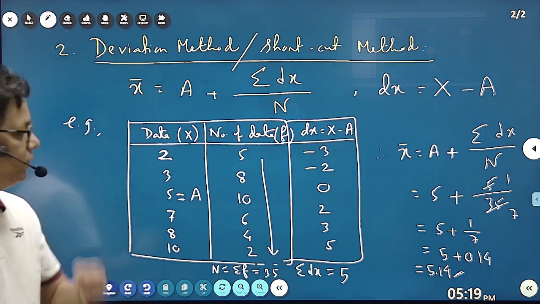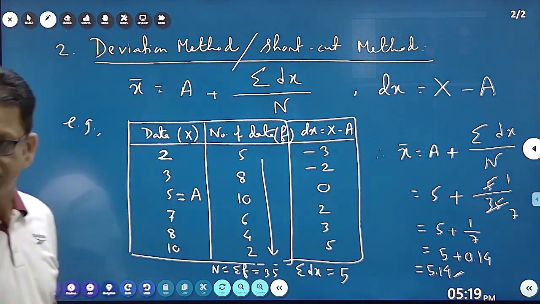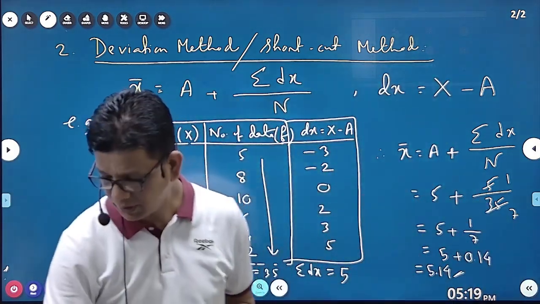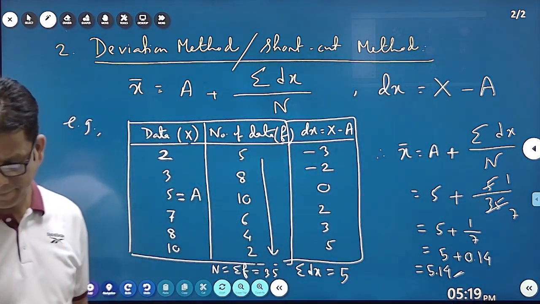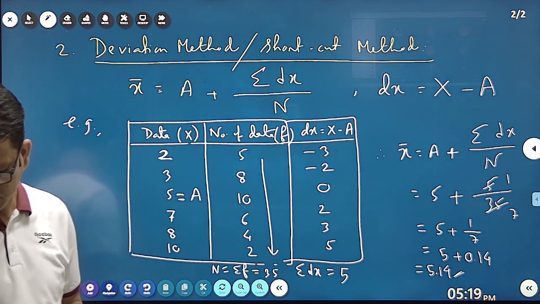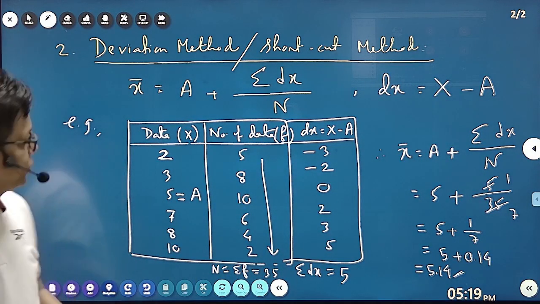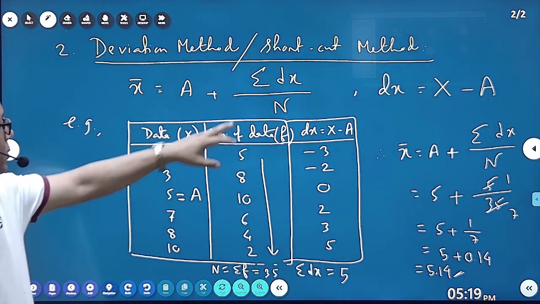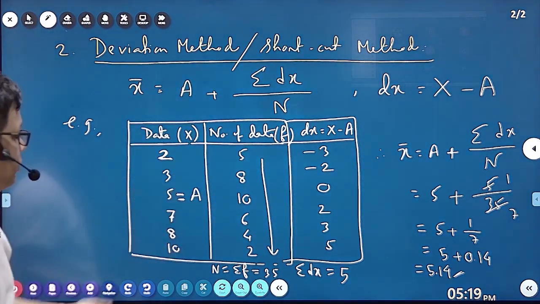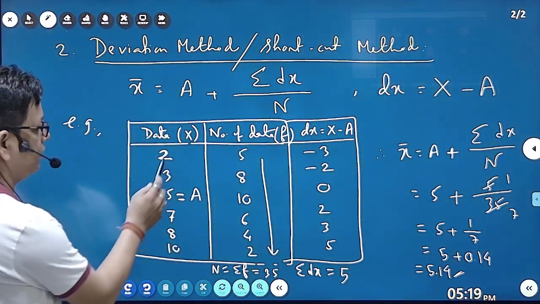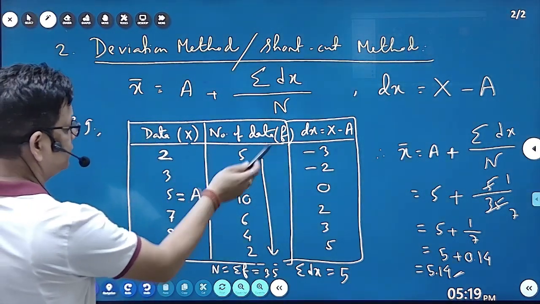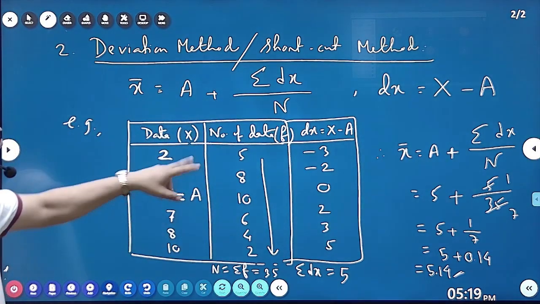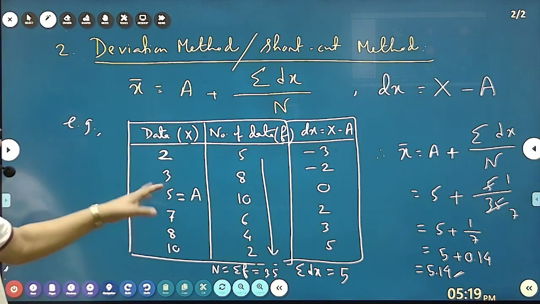Getting it? Now, is it clear up to this? Is it okay, all of you? Those who are online, is it okay? Yes, sir. Okay. So this is the deviation or shortcut method to find the mean, but one thing you remember: when you have the data and the frequency separately, it is better we always go by this method. The direct method can also be followed.